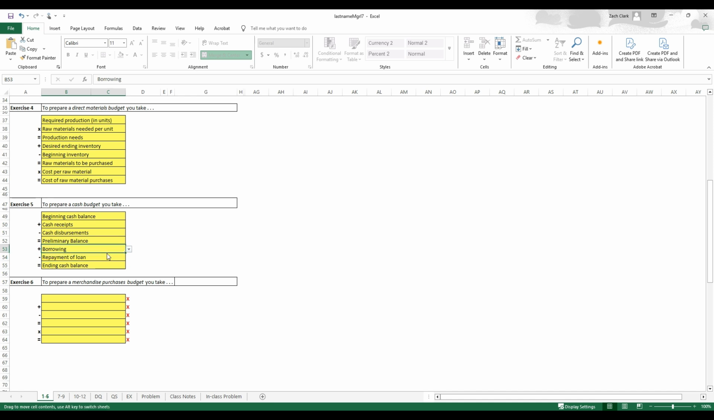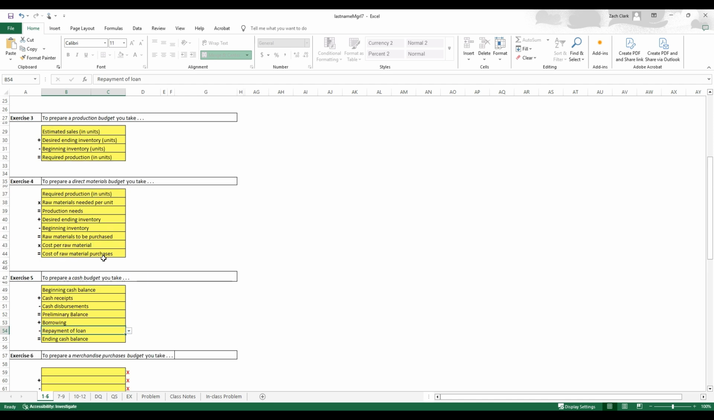And so these ones are kind of nuanced, where it's kind of an either or, right? Because if you have a need to borrow money, then you'll borrow. But if you have an excess of cash where you can pay back the loan, that's where you're going to get a subtraction from the preliminary balance. So it's not like you're going to borrow money and then repay the loan with the money you just borrowed. So again, this is just kind of an either or, not both, of borrowing and repayment of loans.